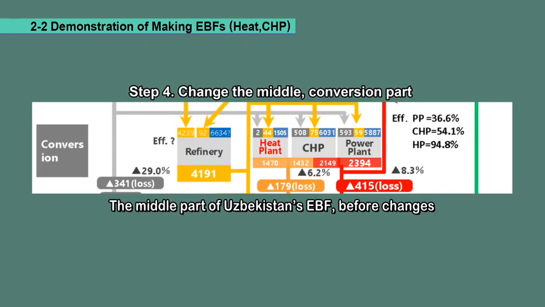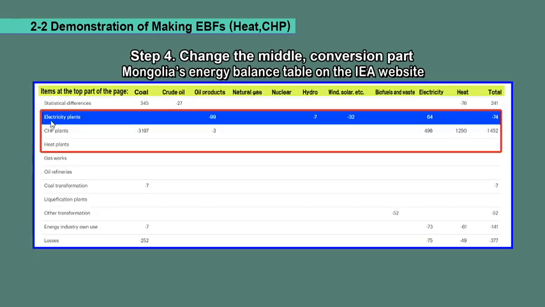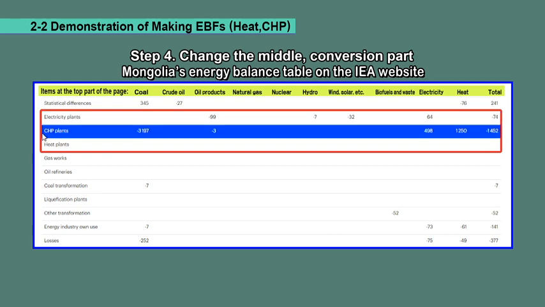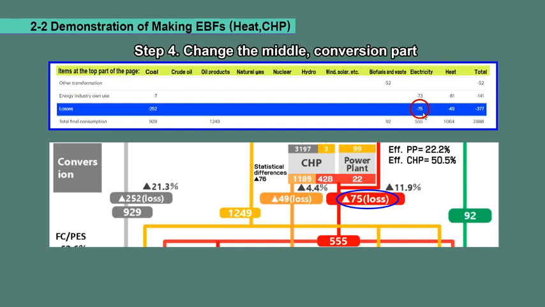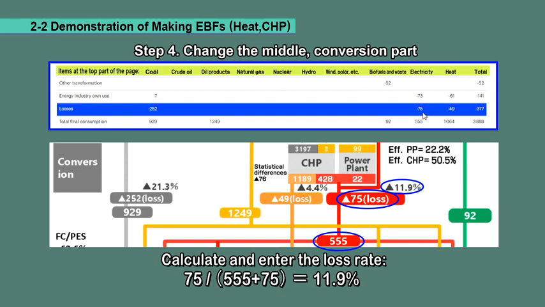The last is the middle part. Uzbekistan is the most complicated case that includes heat plant. But Mongolia only has electricity plants and CHP plants, so enter values for them only, as follows. Transmission and distribution losses, 75. Calculate the loss rate. That's 75 against the sum of 555 and 75, a loss rate of 11.9.